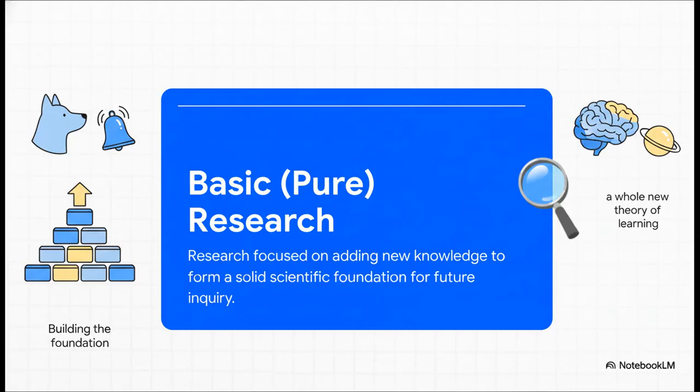Let's take a closer look at basic research, which is sometimes called pure research. Its whole goal isn't to invent a new gadget or solve a business problem by next quarter. No, it's about building the scientific foundation for everything else. Think about Pavlov and his famous dogs. He wasn't trying to come up with a dog training app. He was discovering the fundamental rules of classical conditioning, and that discovery created an entirely new theory of learning that other people could build on for years to come.